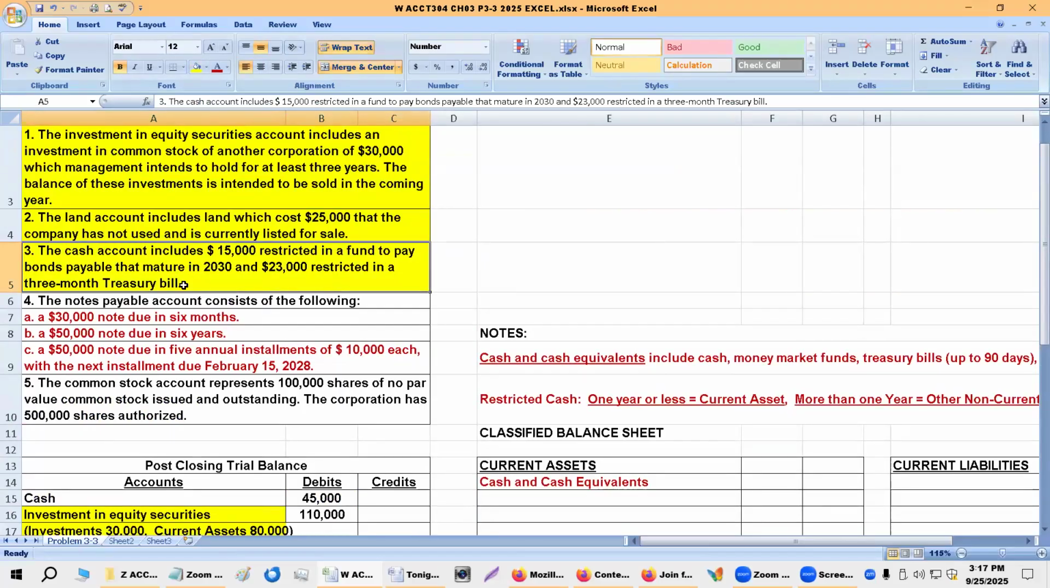The cash account includes $15,000 restricted for a fund to pay bonds payable that mature in 2030, and 23,000 restricted in a 3-month treasury bill. Okay, so we have two restrictions here. One is long-term and one is a 3-month treasury bill, to be current.